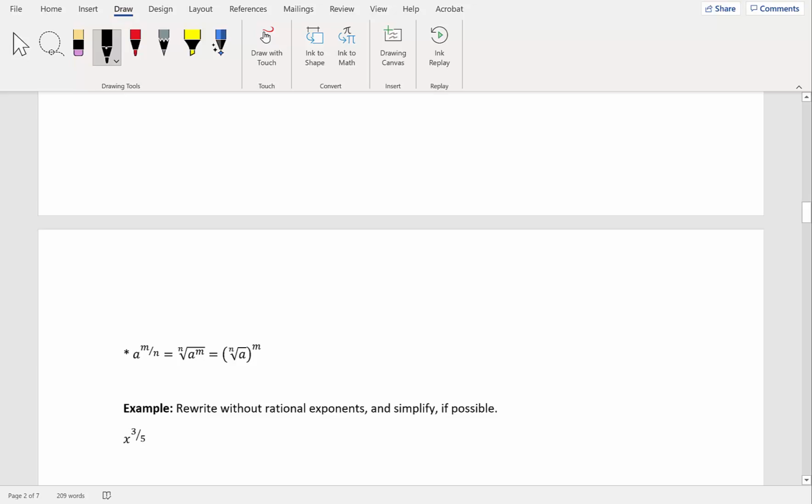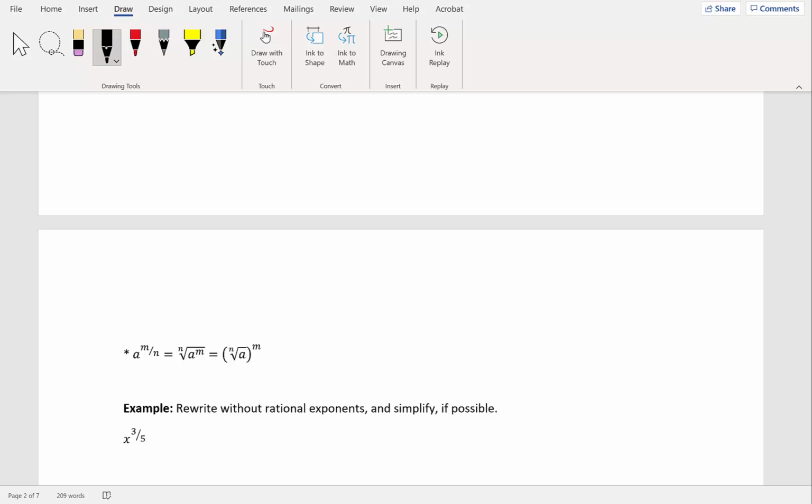Okay, now we have another property. So all of those rational exponents that we saw, the numerator was 1. Now let's take a look at what happens if it was some other number besides 1. So if you have a raised to the m over n, this is equal to the nth root of a raised to the mth power.